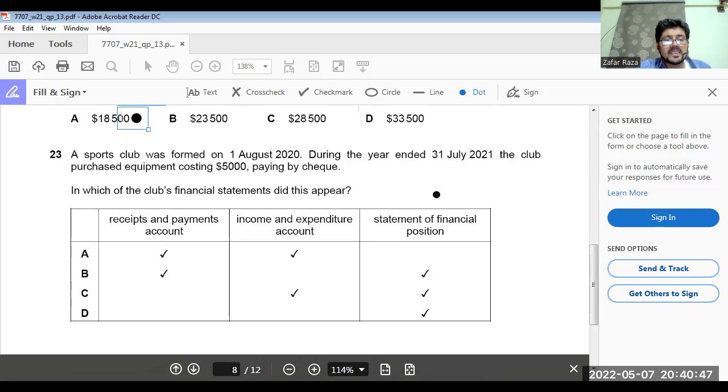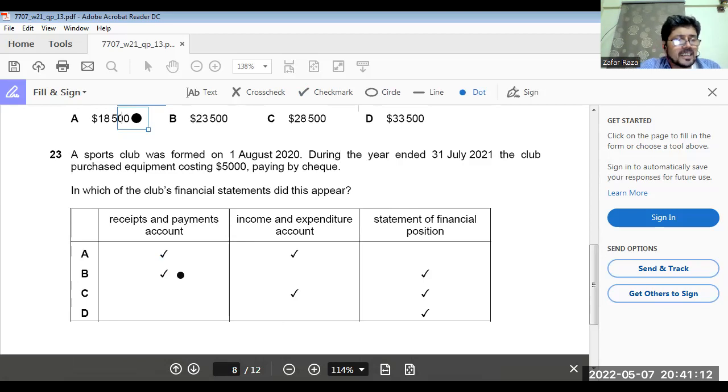Okay. Now come to 23. A sports club was formed on 1st August 2020. During the year ended July 2021, the club purchased equipment costing 5,000, paying by cheque. In which of the club's financial statements did this appear? Receipt and payment and statement of financial position. Answer should be B.